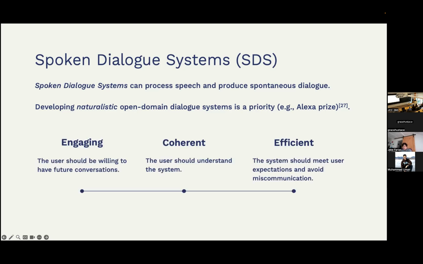Usually we want to optimize these spoken dialogue systems on some metrics, right? So we want these systems to be very engaging with the users. So we want people to actually come back and talk to these systems. We want the system responses to be very coherent, but we also want the way in which those responses are delivered to be very coherent. And then we want the communication itself to be very efficient. So we don't want to have miscommunications with the system that might prevent us from having a smooth conversation.